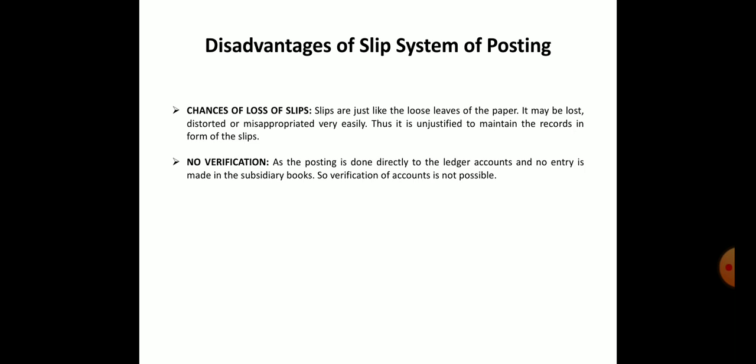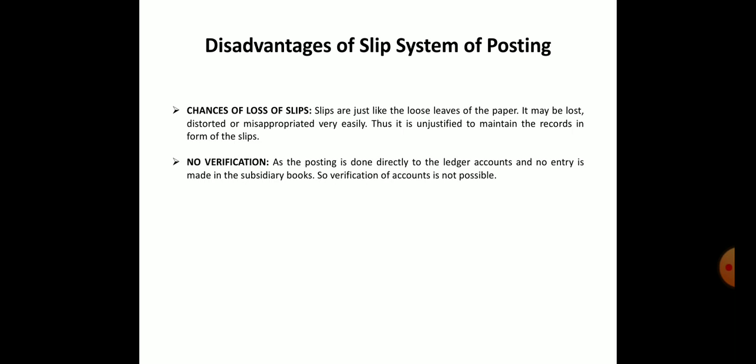There are two disadvantages basically. Number one is chances of loss of slips. There are many customers, so they will fill many slips, so there may be a chance of loss of a slip. In case of loss of a slip, sometimes that transaction is omitted or forgotten to be passed into the computer, and then that is difficult to explain.